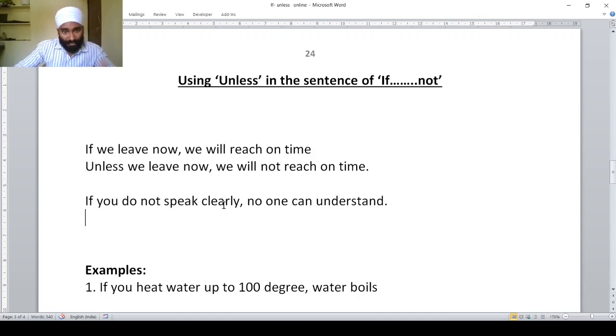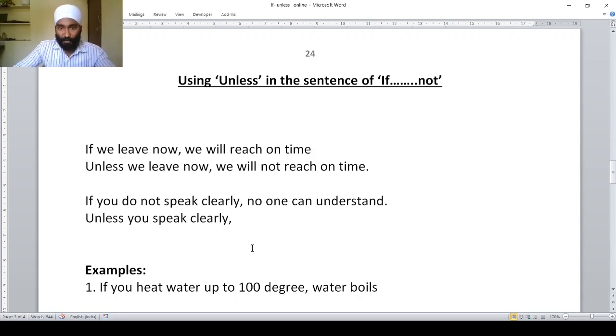If you do not speak clearly, no one can understand. This sentence is negative sentence. In this sentence already if not is used. So obviously if not means unless. So when you use unless in such a sentence, remove if and not. Unless you speak clearly. See students, this clause and this clause both are same. Both are telling the same thing negatively. If you do not speak clearly means unless you speak clearly.